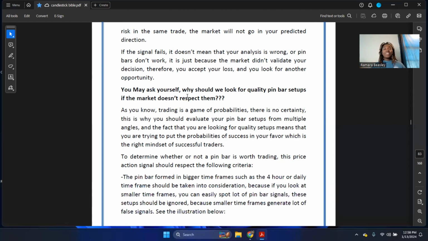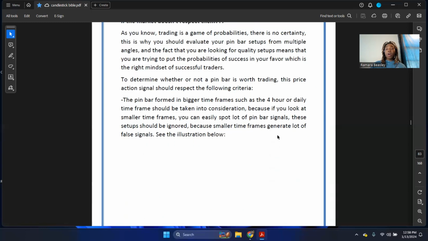Okay. As you know, trading is a game of probabilities. There is no certainty. This is why you should evaluate your pin bar setups from multiple angles. And the fact that you are looking for quality setups means that you are trying to put the probabilities of success in your favor, which is the right mindset of successful traders. To determine whether or not a pin bar is worth trading, the price action signal should respect the following criteria.